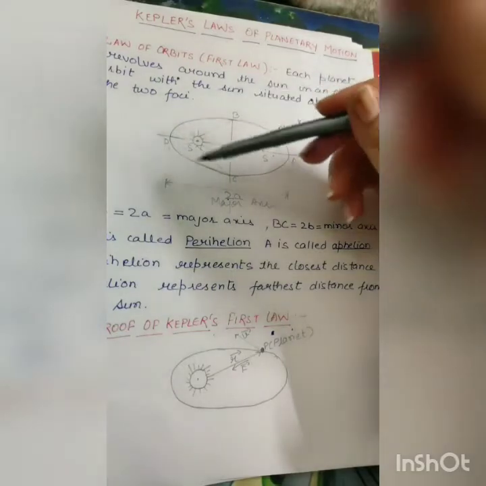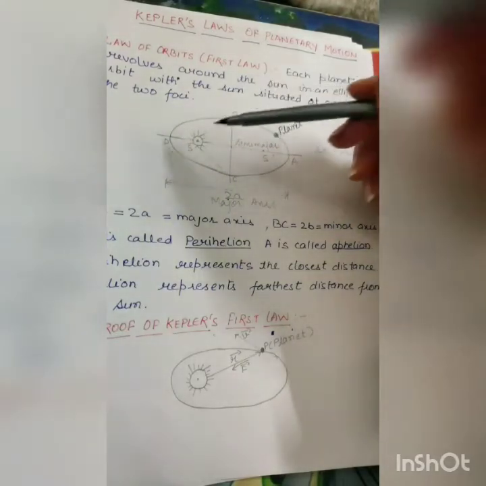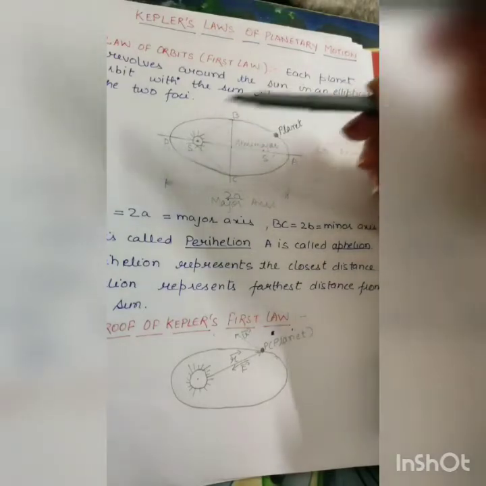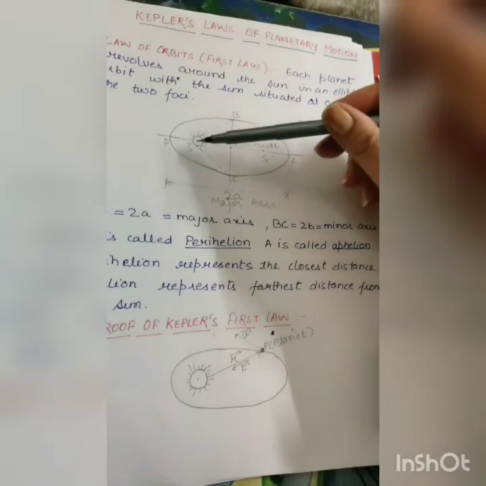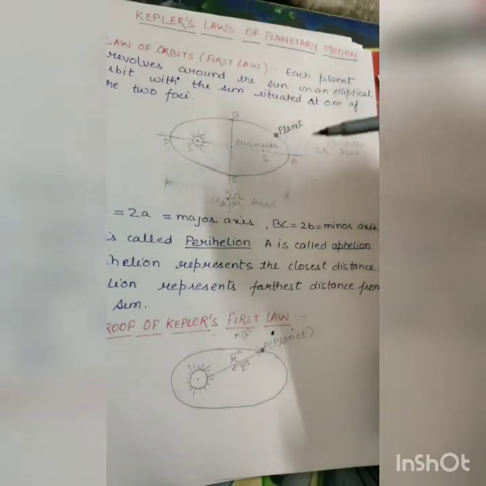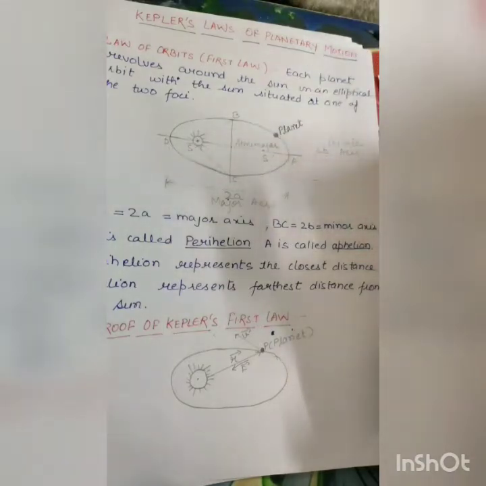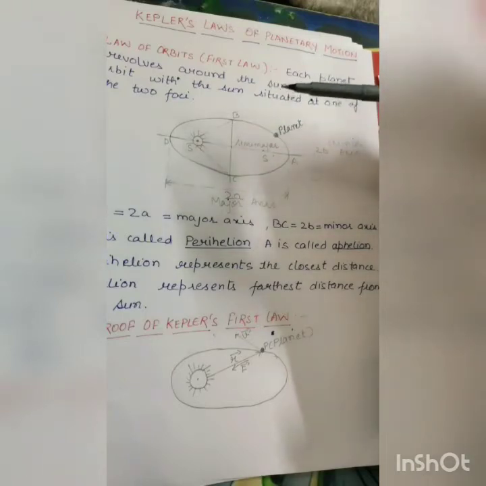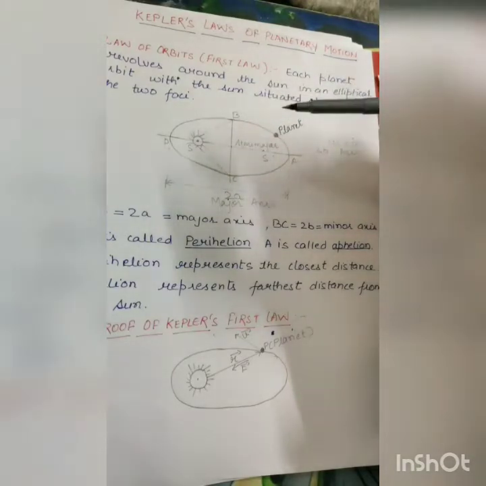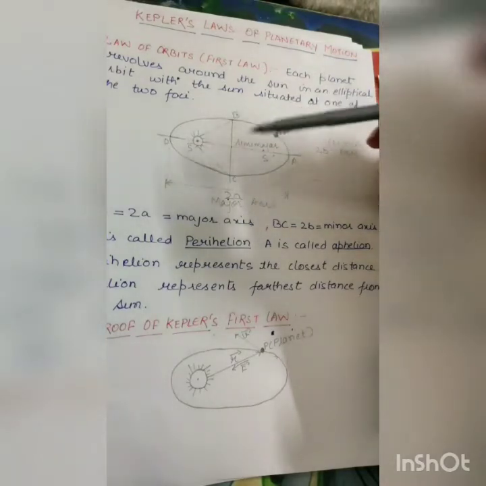Now in this diagram you can see this is an ellipse. A planet is revolving around the sun and the sun is at one focus of the ellipse. There are two foci, one is at point S and the other one is at point S dash. So the sun is at one focus which is point S, and there is the center of the ellipse also, right? Now there are two axes, one is PA which is called the major axis and another one is BC which is called the minor axis.